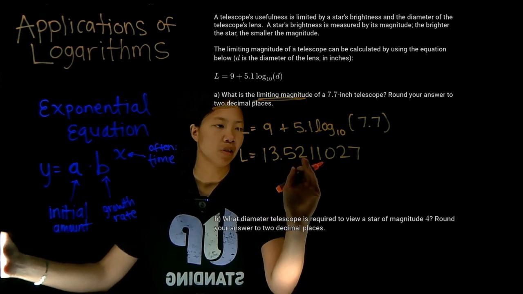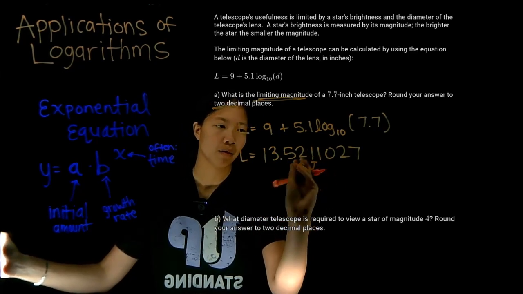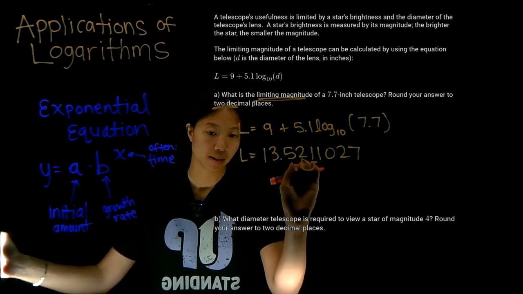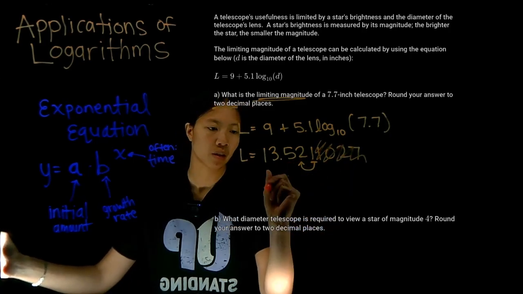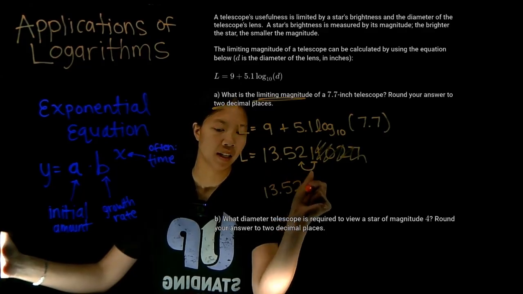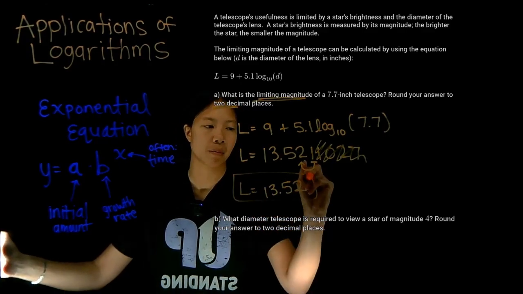This only wants me to round to 2 decimal places. If I'm rounding to 2 decimal places, that means I'm going to look at the third decimal place and see if that rounds this up or if it stays the same. So 13.521 is closer to 13.52 than it is to 13.53. So I know that my limiting magnitude is about 13.52.